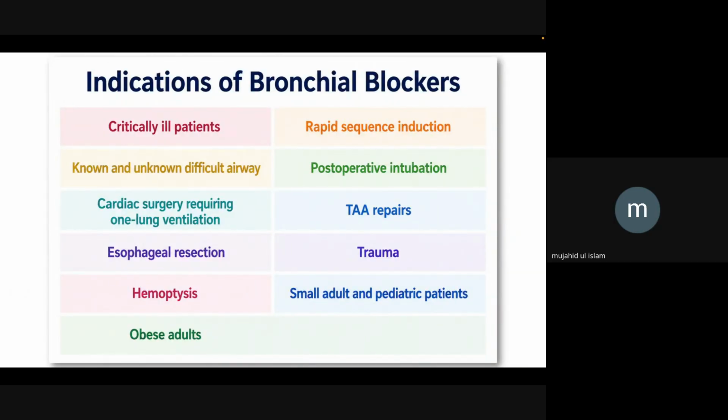Bronchial blockers are indicated when a double lumen tube is difficult or undesirable. They are ideal for patients with difficult airways, those requiring post-operative ventilation, critically ill patients, and pediatric or small adults, while also providing effective lung isolation in selected thoracic and cardiac procedures.